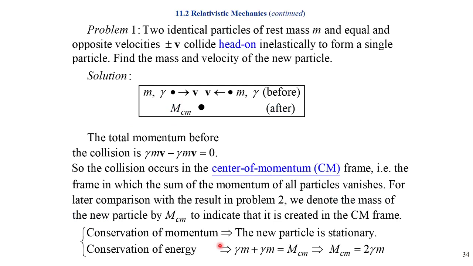If we have two identical particles, exactly the same particles of rest mass m, with equal and opposite velocity, one moving to the right, the other moving to the left. Because of the velocity, we can calculate the Lorentz factor, the gamma factor. This is before collision. After collision, these two particles combine into one.